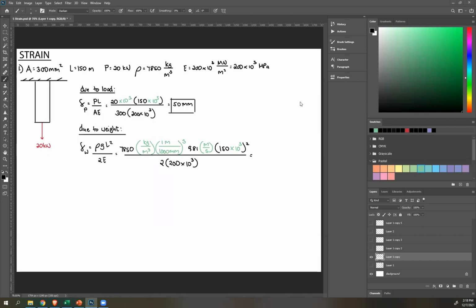It's 4.33 millimeters. Okay, so again, this isn't the final answer. Total elongation is the sum of your elongation due to applied load and weight, and both of them are creating elongation or stretching. That's why they're both just positive, just a sum.